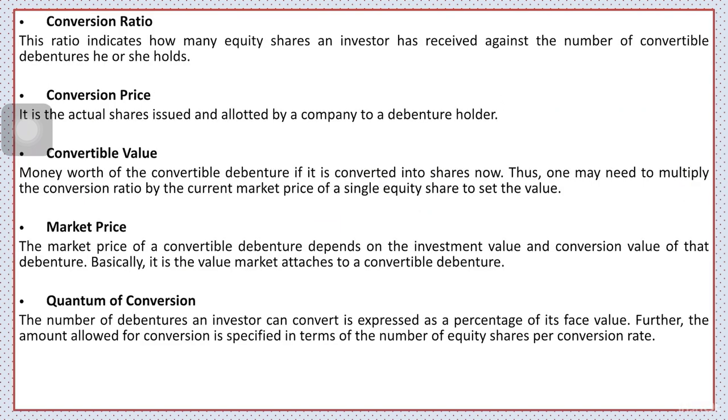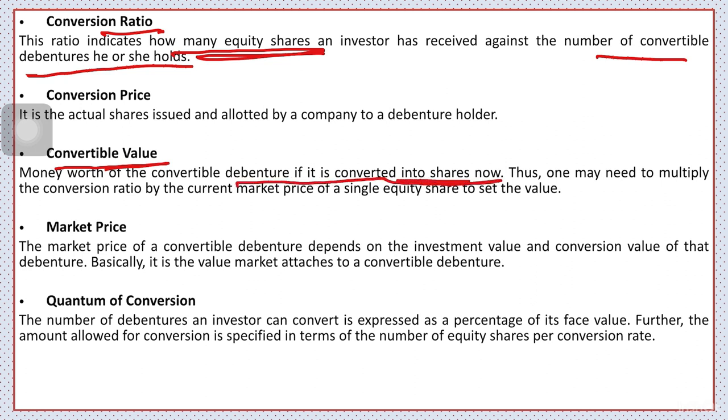Right, let's move further. Further we have the conversion ratio. As I have already explained, the conversion ratio is how many equity shares have been issued to the investors against the number of convertible debentures. Then the conversion price is the price at which the debenture holders were given the equity shares. Then there is the convertible value, the total worth of the debentures that were converted into shares.